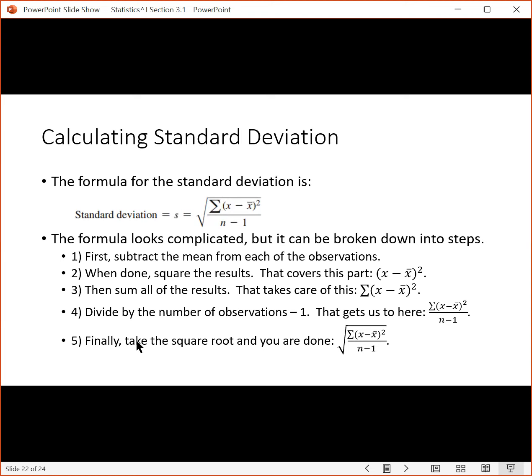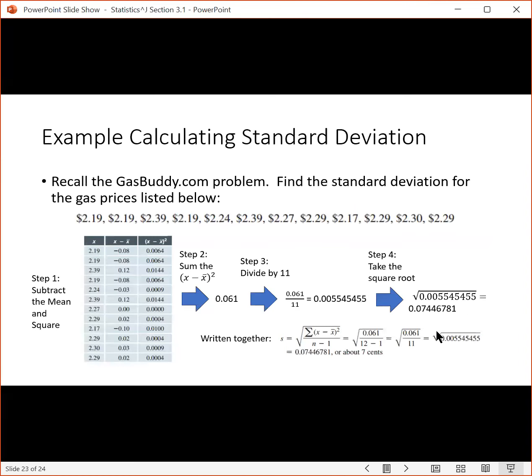And that's what all this stuff says below. First, subtract the mean from each observation. Then when done, square the results. Then sum the results. Then divide by the number of observations minus 1, and then take the square root. All right, so let's see an example with that. Hopefully it will illustrate this more clearly.